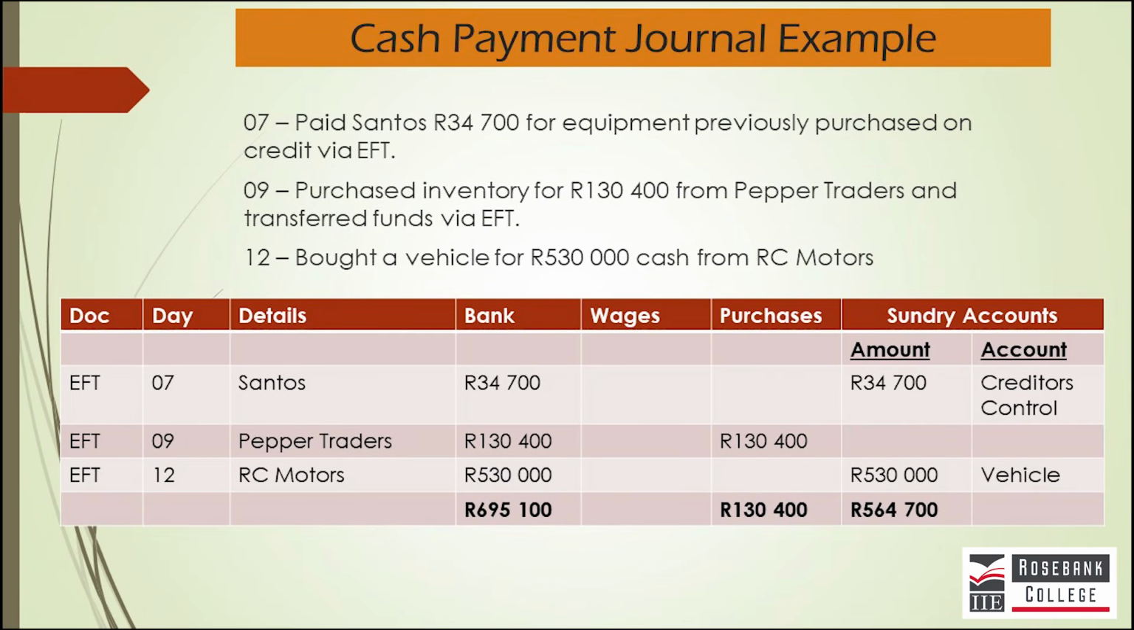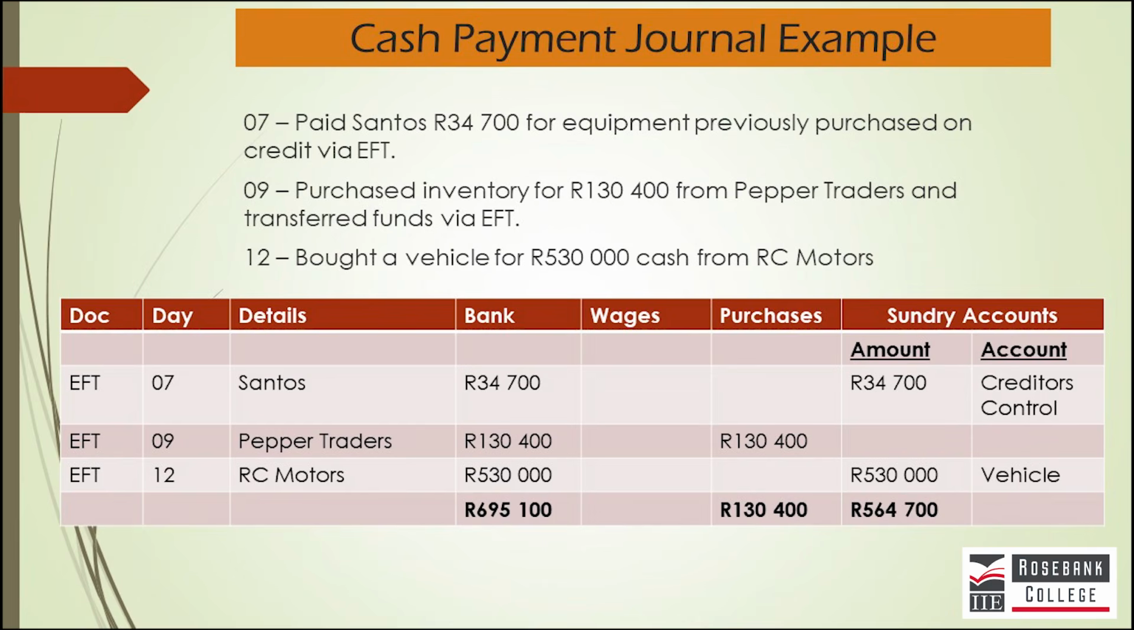Transaction 2 occurred on the 9th and it says purchased inventory for 130,400 Rand from Pepper Traders and transferred funds via EFT. Document number will be EFT. Day 9, details Pepper Traders and bank column 130,400 Rand. Purchases 130,400. We are using the periodic inventory system. Therefore, we won't use inventory but purchases as the second account.